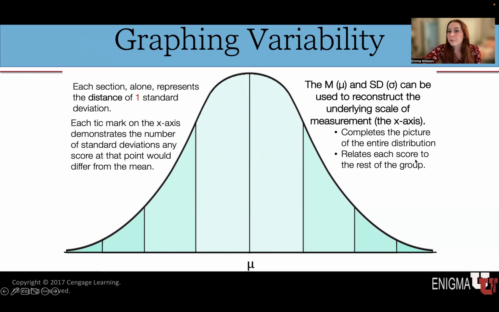So because of that, we can reconstruct the x-axis. 1 standard deviation, 2 standard deviations, 3 standard deviations. And this is how we reconstruct that. Each of these ticks represents these.